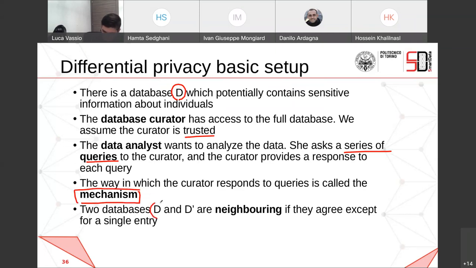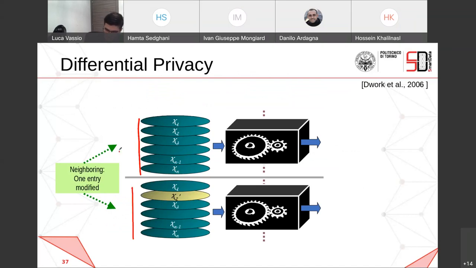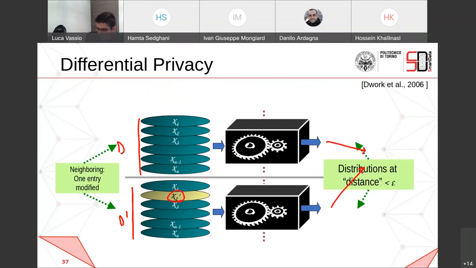If you take one database and another one, D prime, that are equal except for a single entry, then these are called neighboring datasets. To put it in a picture, imagine this is a dataset, X1, ..., Xn. We want here a mechanism that provides an output. And we have a second one, D prime, that is equal except for X2 prime, which is different. Then we want the output that arrives here not to be too far. Let's say the distributions of these outputs keep a distance less than epsilon. And this is the idea of differential privacy.